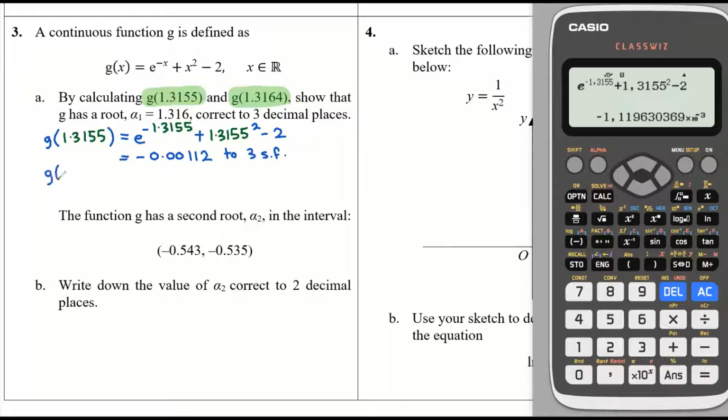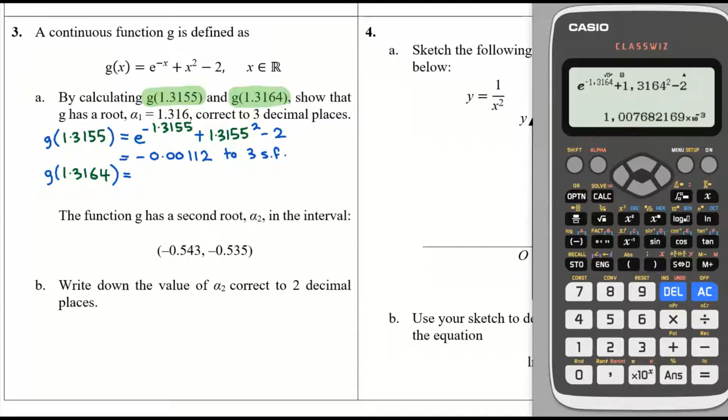If we do g of the next number, 1.3164. Okay, now I won't write it all out again when we just plug the numbers in. It's obvious we're substituting it in. And if I just go back to the calculator and just edit these numbers. So we're going to go back to the beginning. So we're keeping the 1.31 bit. We're going to change the last 2 decimal places to 6 and 4. Okay, and then just delete those 2. 6 and 4 again. Just check that's correct.